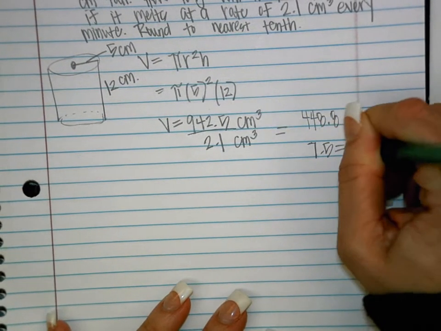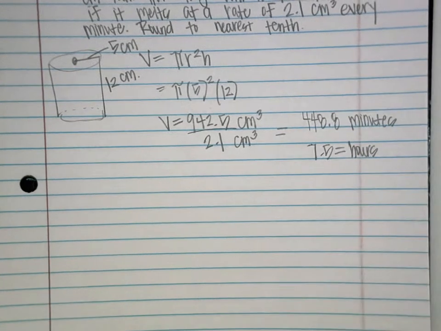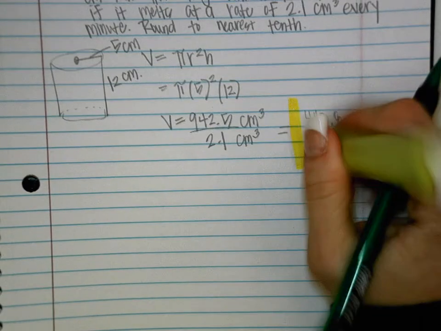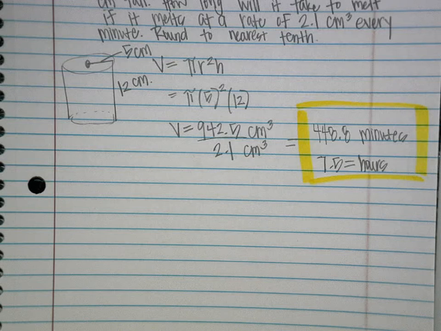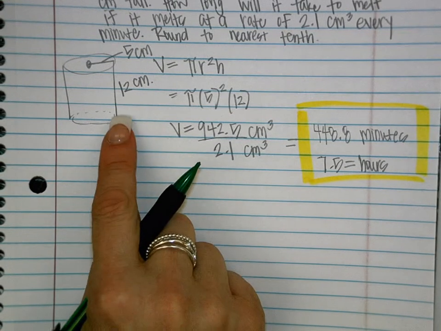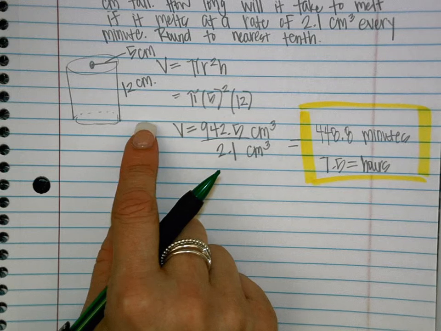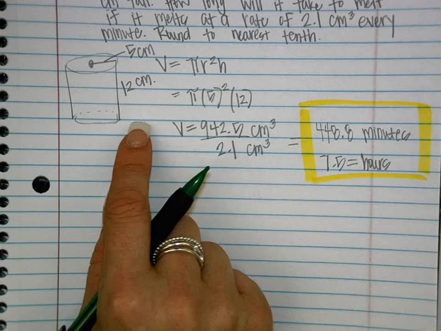So just understand that you could be asked to find how many minutes, or you could figure out how many hours. It just kind of depends. So this is still finding the volume and then just dividing. So you actually have to know how to do the formula, but then use it.